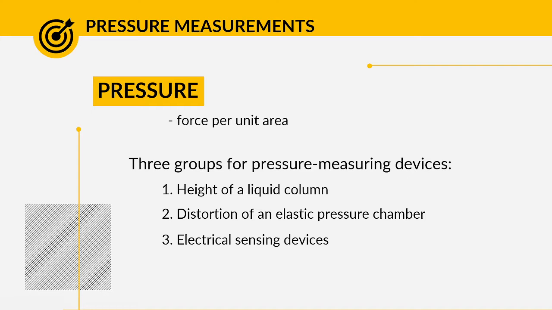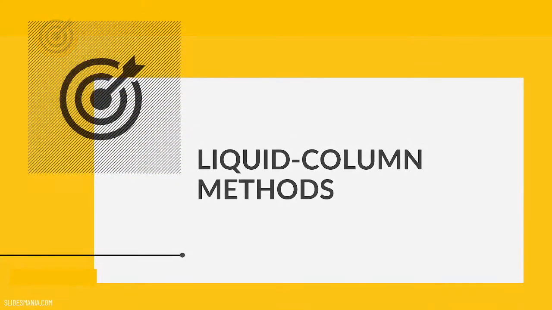We have three groups or methods for devices measuring the pressure. We have the height of a liquid column, distortion of an elastic pressure chamber, and the third, the electrical sensing devices. Now, let's have the first method for pressure measuring devices, which is the liquid column method.